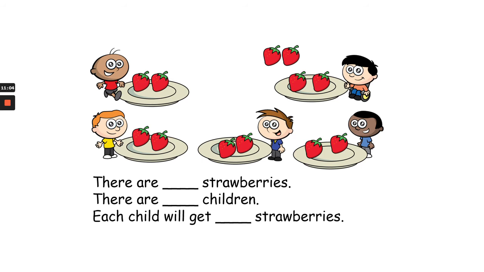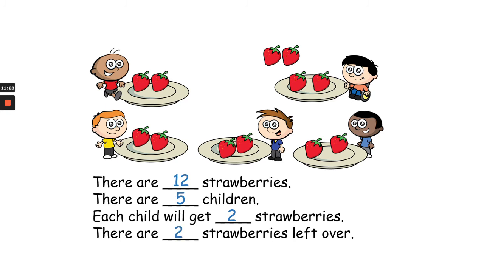And if I gave those 2 strawberries to 2 of the children and not the other 3, that would not be fair. And that would not be equal. I wouldn't have equal groups. So I can say that there are 12 strawberries. There are 5 children. Each child will get 2 strawberries, but there are 2 strawberries left over. I can't share those strawberries because it would not be fair.